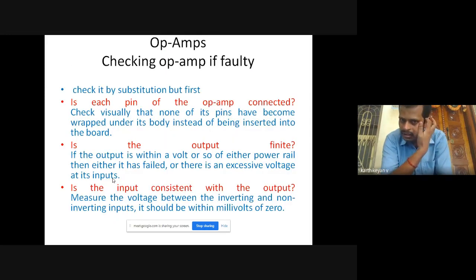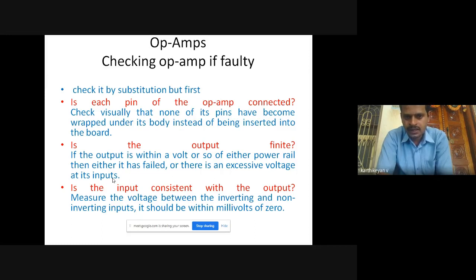Op-amps, checking if the op-amp is faulty. If the op-amp is found faulty, what are the things you have to do? Check by replacing the op-amp with another op-amp. Second one is you have to check each pin of the op-amp. Check visually that none of the pins have become warped, and whether they are inserted properly or not. Okay, and then, is the output finite?